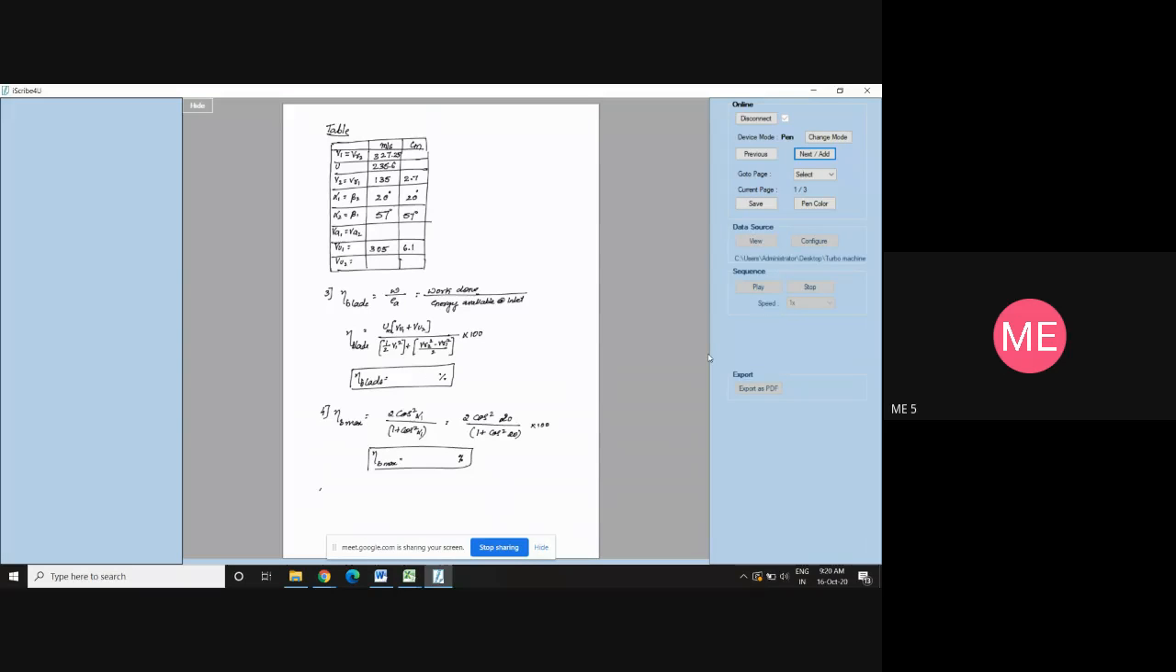Answers? Sir, is it 90%, sir? Blade efficiency. Yeah, whatever you got, tell me, 90 point. 90.3, sir, approximately. Okay. And what about maximum blade efficiency? That I'm calculating. Others also calculate and tell the answer.